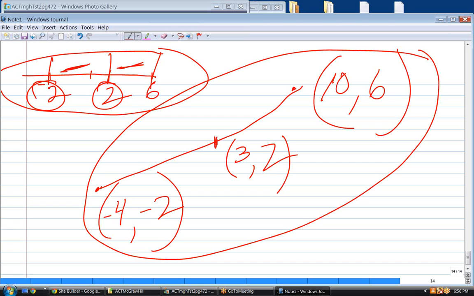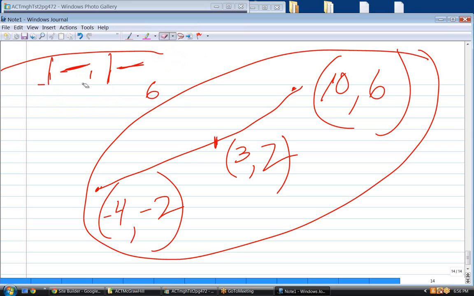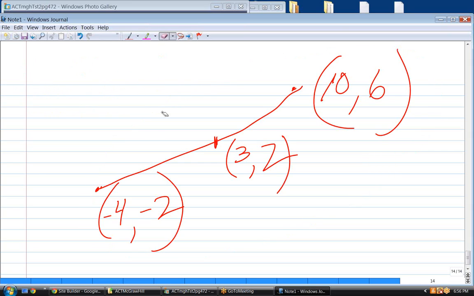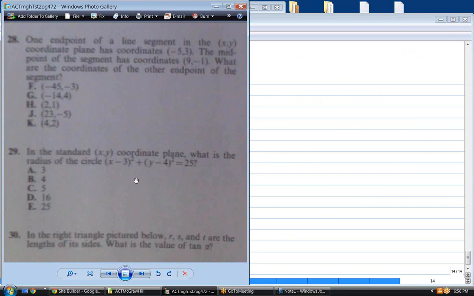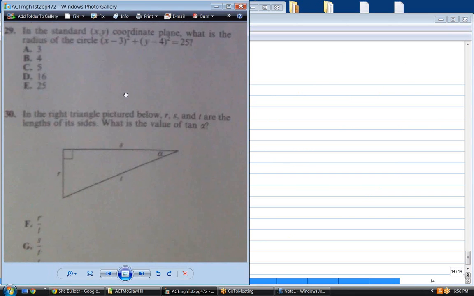And to use a number line might seem a little old-fashioned, but it always gets the answer, and you don't have to worry about subtracting or adding negative or positive numbers or anything. You just need to know how a number line works. Okay. All right. Let's do one more problem here.